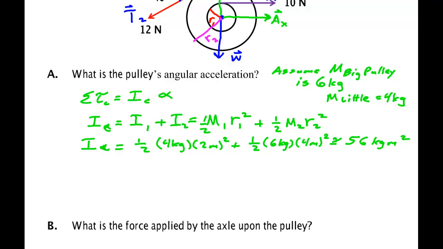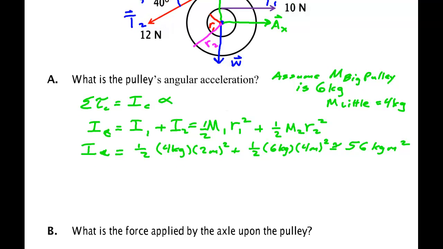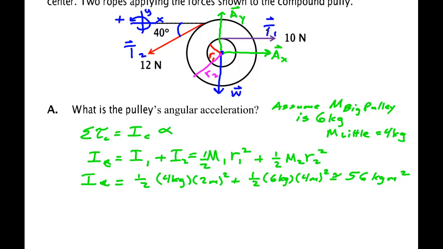Now to calculate the torques, on the left-hand side, I remind you that for any rope on a pulley, it's just TR. So the first one I have is T1R, and it's in the minus direction.